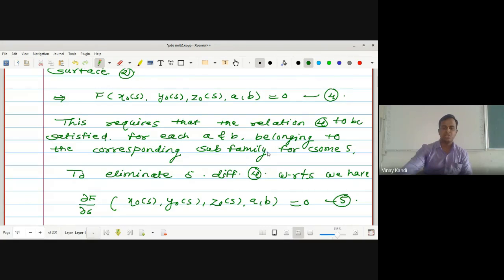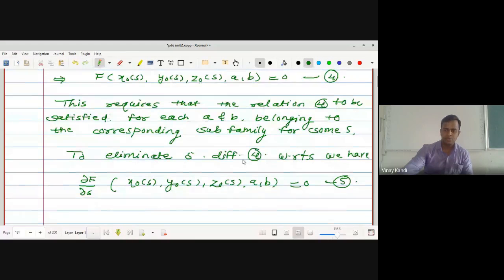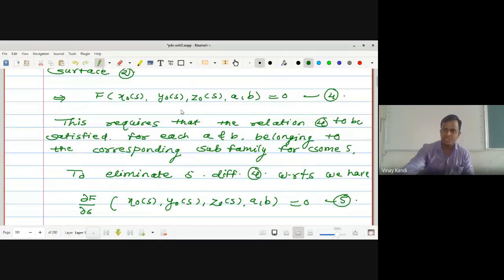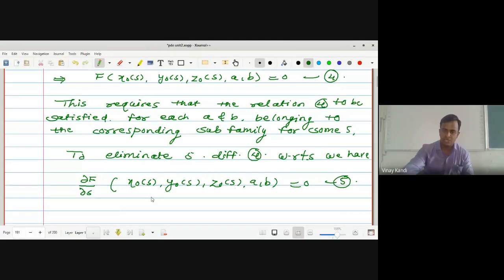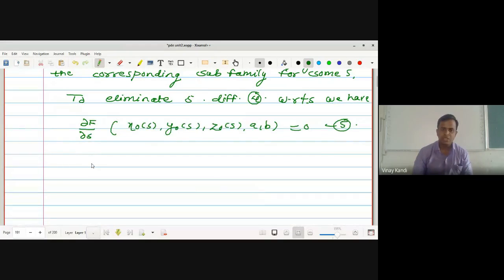Now, eliminating s between equations 4 and 5, we get the relation between a and b. That is, we get the function between a and b. Equation 4 will be in terms of s, a and b, and equation 5 will also be in terms of s, a and b. So eliminating s between 4 and 5, we get the relation between a and b. Look at it, once we take an example you will understand. The theory may seem hard, but once we take an example you will understand how it is done.